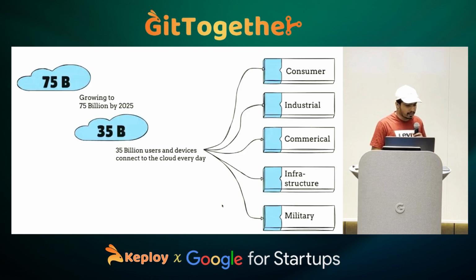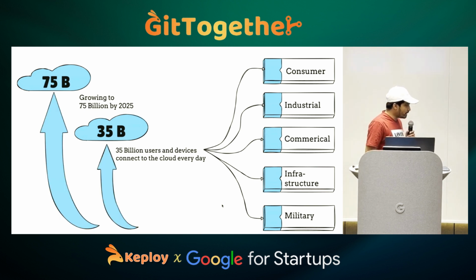Okay, let's start. So today, if you see the market, before the cloud, where the market is going, 35 billion users and devices are connected to the cloud every day, right? And it will grow to 75 billion devices by 2025. How many phones or laptops do you use? How many devices connected to the internet? Everybody uses a laptop, a mobile phone, maybe 2-3 Macs, right? So this number is growing.